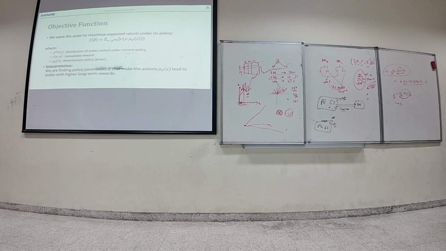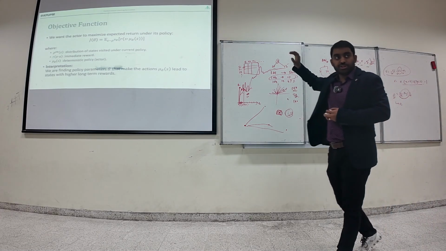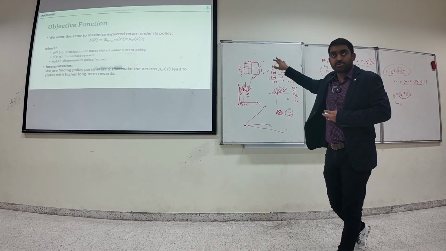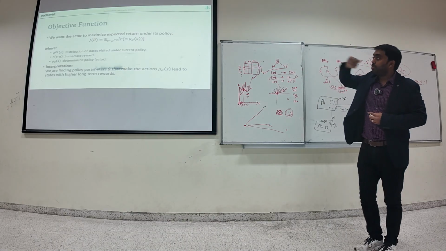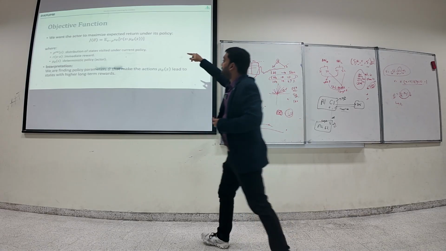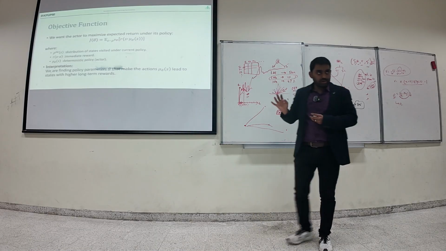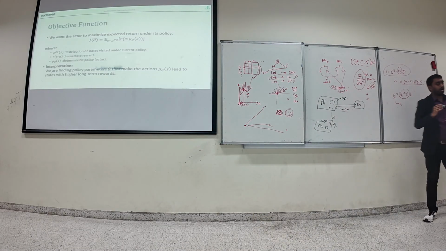The goal of the actor is to maximize the expected reward function, just as in any reinforcement learning. But here you will see that it will include mu theta, where theta is basically the parameters of the actor network, right?